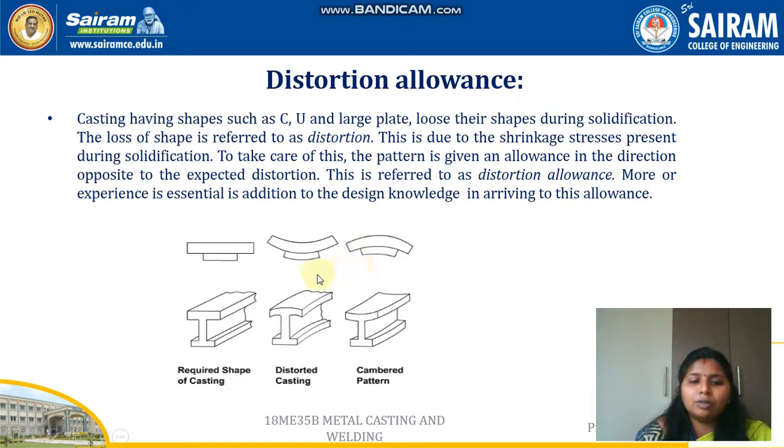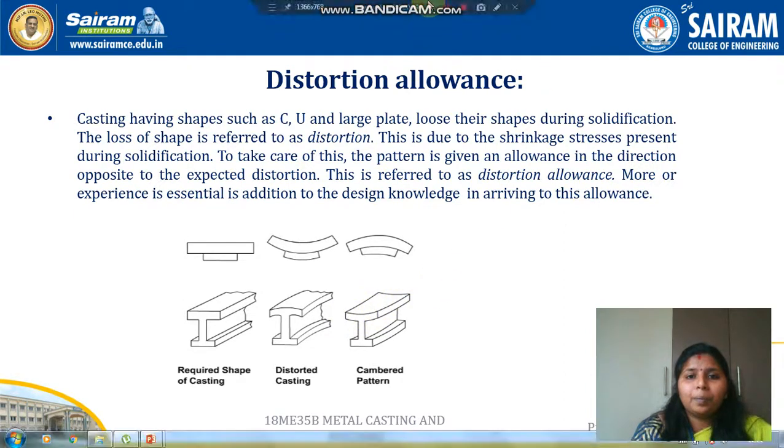So in order to avoid that, the casting should be distorted in advance, so that when there are some allowances, when it is taken out, it comes out in a perfect manner. To take care of this, the pattern is given the allowance in the direction opposite to the expected distortion. So if we need it in this shape, the allowance should be in the reverse, opposite shape. Similarly, if we expect the distortion in this shape, the pattern should be made in the opposite direction. So this is about the allowances that can be given in a casting. Thank you.